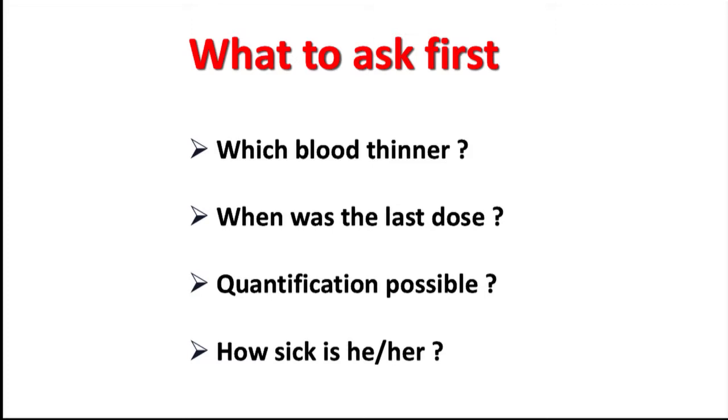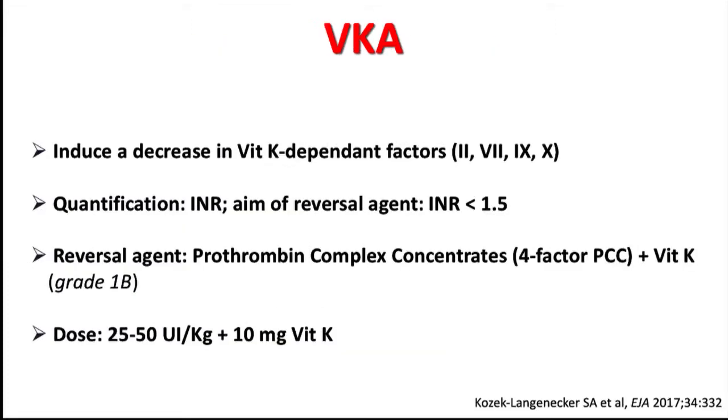This is mostly important for antiplatelet drugs and DOACs, and then whether quantification is possible, because this will give us a clue on how long we will have to wait, and how aggressive we will have to be to reverse the antithrombotic effect. And then finally, the comorbidities of the patient, especially the renal function and the liver function, will be important for the management of these patients.